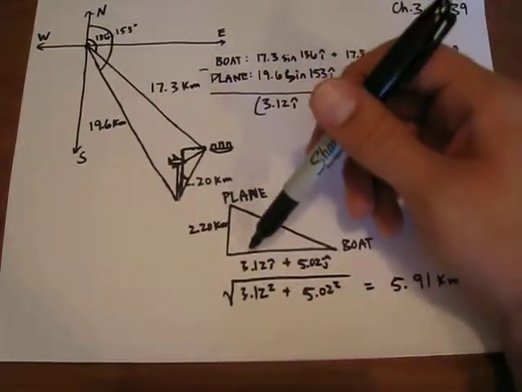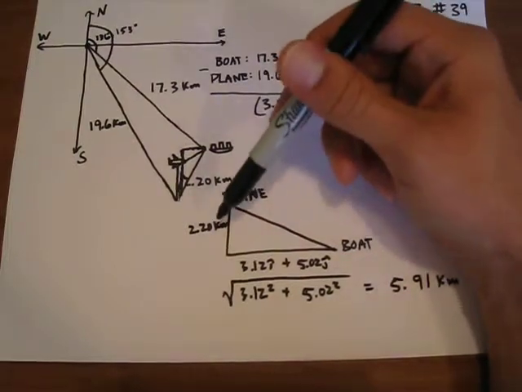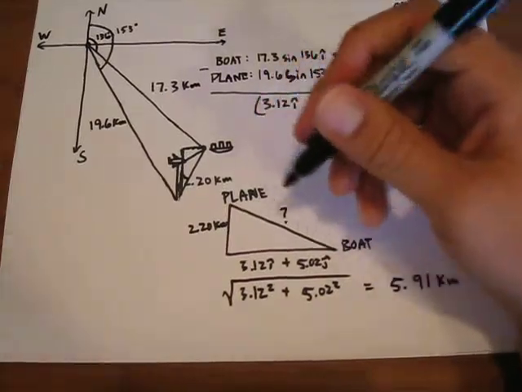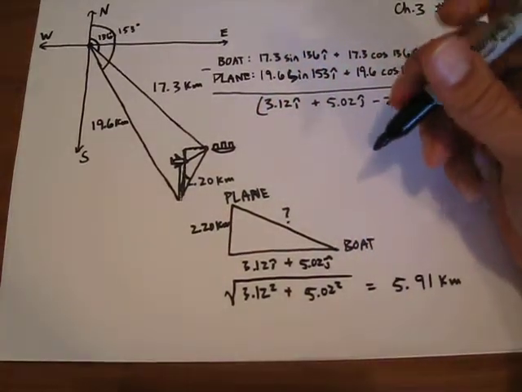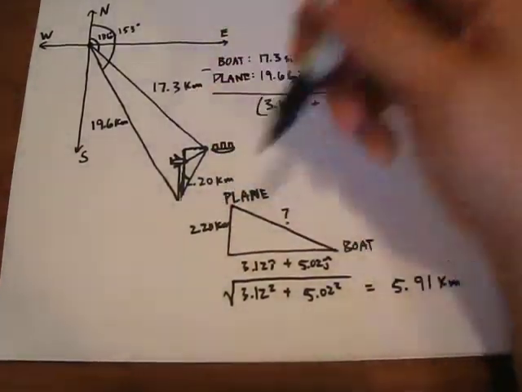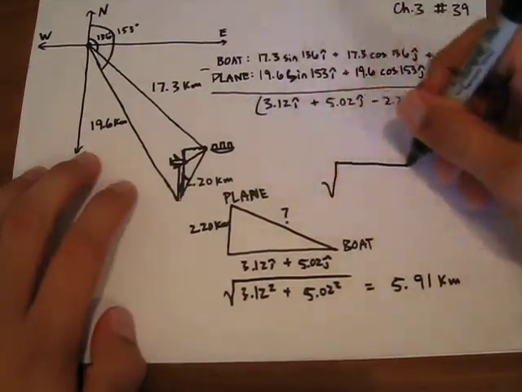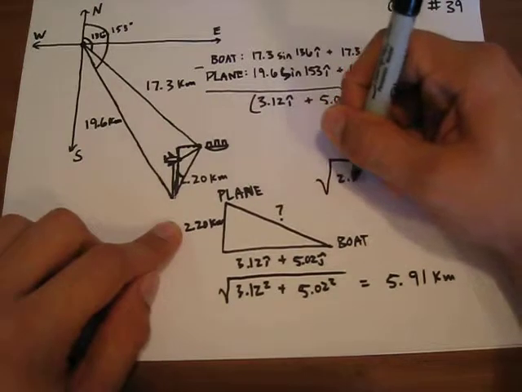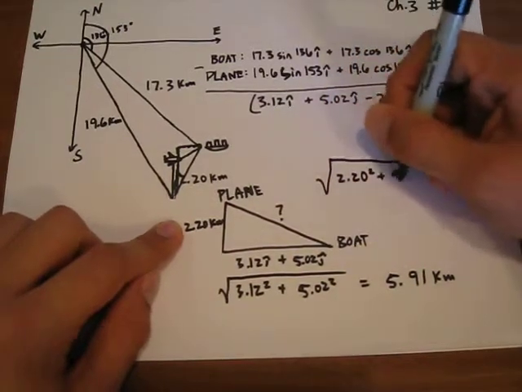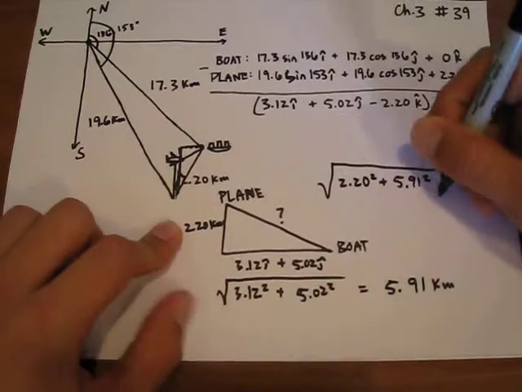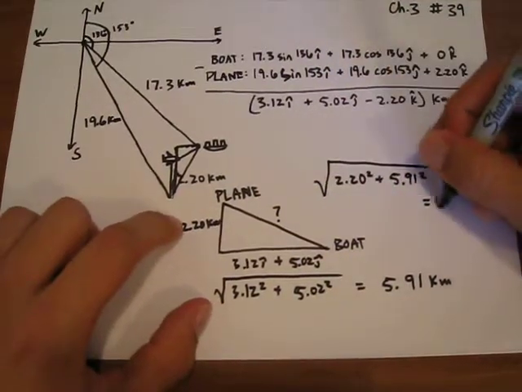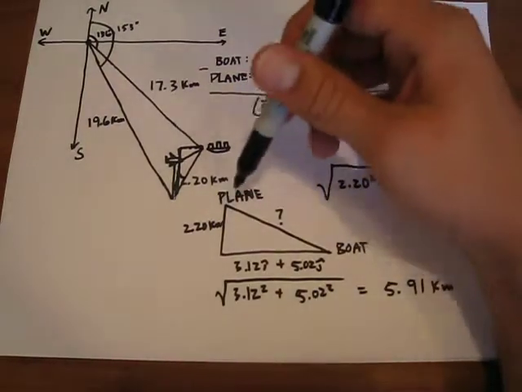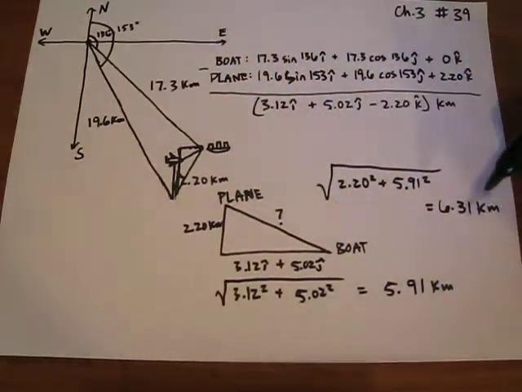So now that you have the distance from the plane to the boat in the horizontal direction, and the elevation is 2.2, you can easily find the actual distance from the plane to the boat, the magnitude of this and this. So you just use these two distances. So 2.20 squared plus 5.91 squared, and the square root of that is 6.31 kilometers, and that is your distance from the plane to the sinking boat or ship.